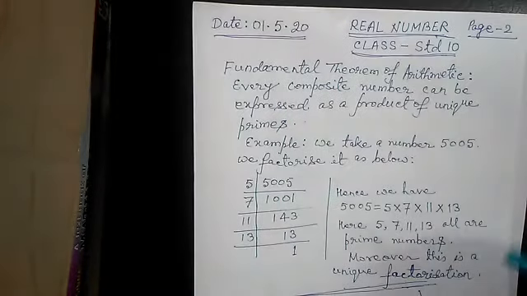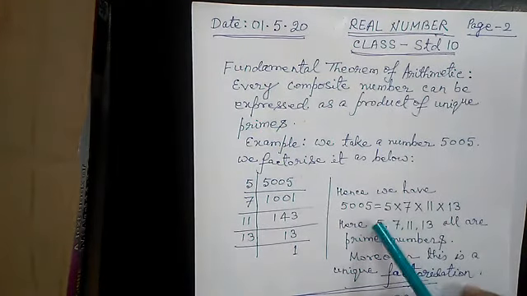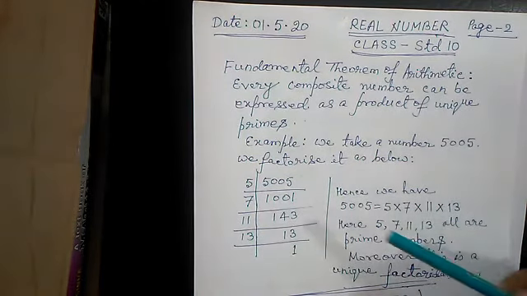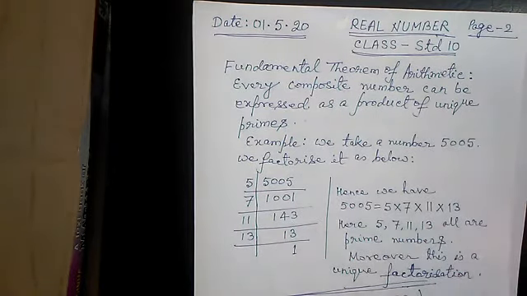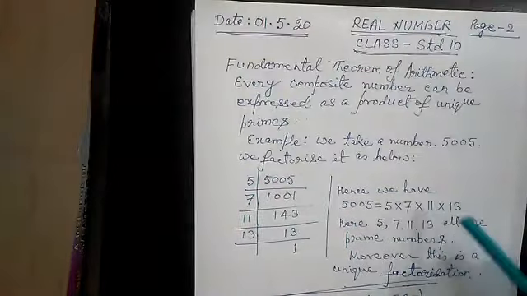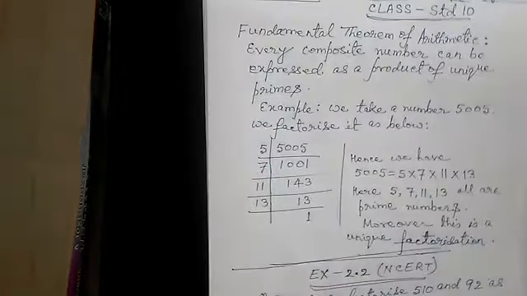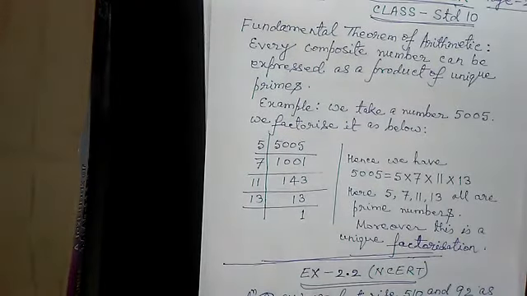Obviously, all the factors 5, 7, 11, 13 are prime numbers. That's why it is called the prime factorization of a composite number. Here the composite number is 5005, and this factorization is unique also, because you can't factorize it in any other way. You can't get any other prime number. It will always be 5, 7, 11 and 13. You can't change it. That's why it is called the unique factorization. So any composite number can be expressed as a product of prime factors, but that factorization will always be unique. Please remember this.